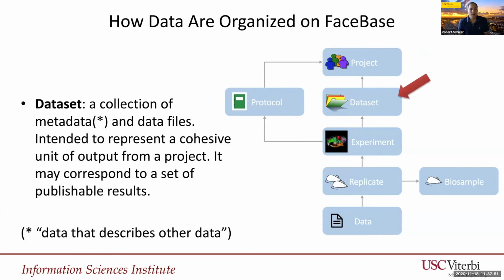Then moving down, we have the data set. This is a collection of metadata and data files. It's intended to be a cohesive unit of output from a project. How it's scoped is loosely defined. It could be an output related to one set of publishable results, something that is a companion to a paper. That's a really good rule of thumb, but it doesn't necessarily have to be submitted in that way, and it may make sense to organize it differently.